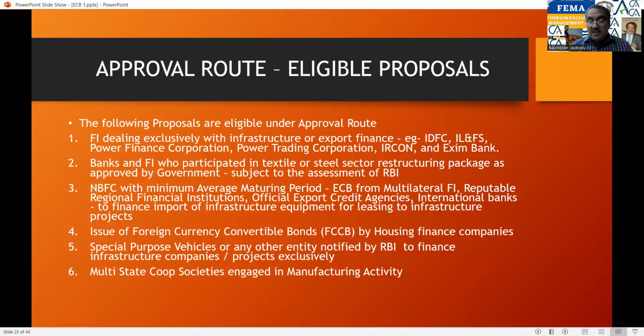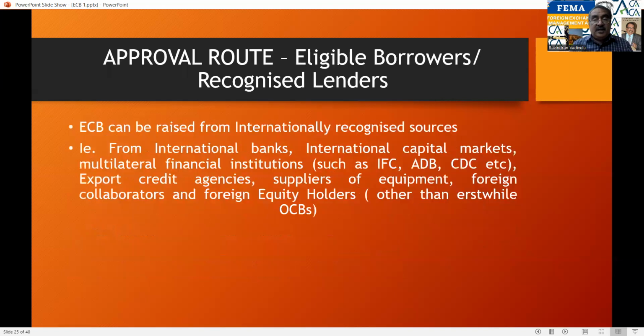Special purpose vehicle or any other entity notified by RBI to finance infrastructure companies projects exclusively, and multi-state cooperative societies engaged in manufacturing activity. Here it's very much important with reference to point number 6. Multi-state cooperative society, they can do even the lending also, but if they are doing it only for the manufacturing activity, you can apply for the approval. Under approval route, you can apply to RBI, you can get the proposal to be done.